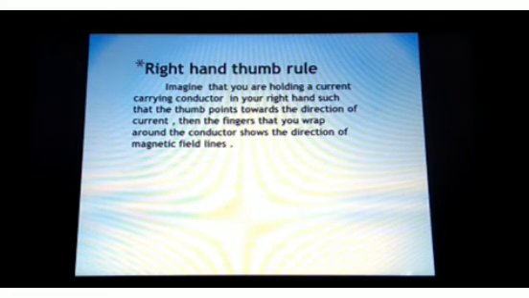Next, we can find the direction of magnetic field by using the right hand thumb rule. This is also known as Maxwell corkscrew rule. Imagine that you are holding a current carrying conductor in your right hand such that the thumb points towards the direction of current. Then the fingers that you wrap around the conductor show the direction of magnetic field lines.